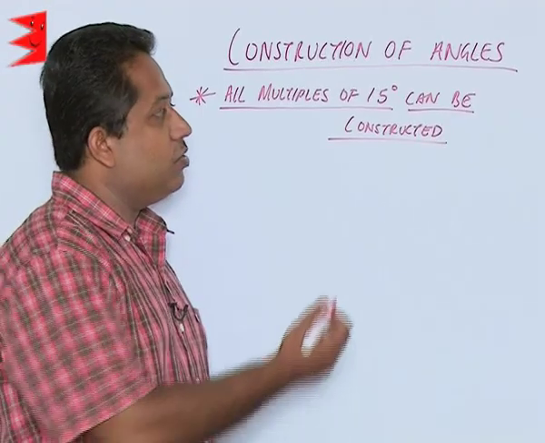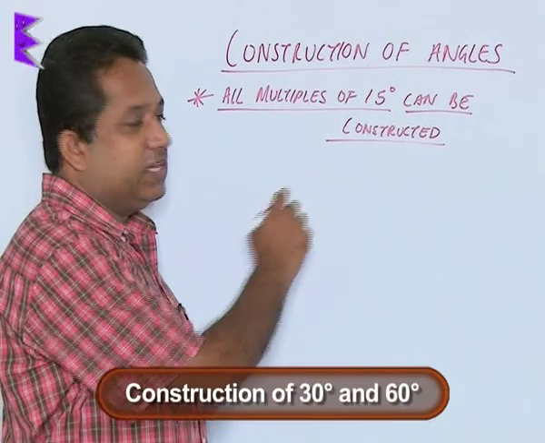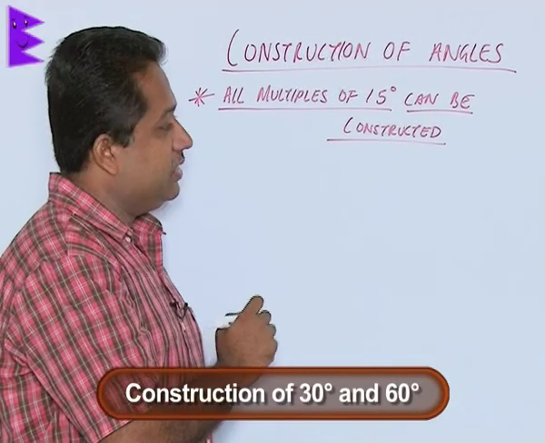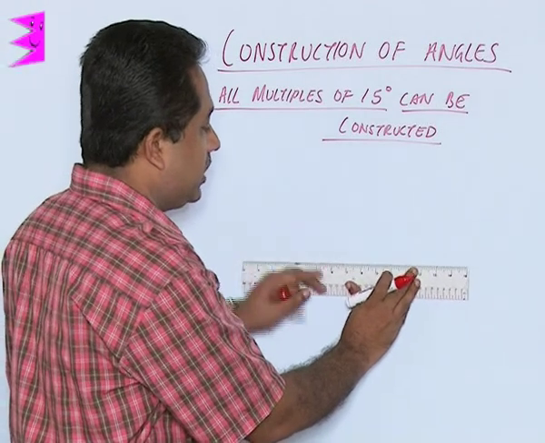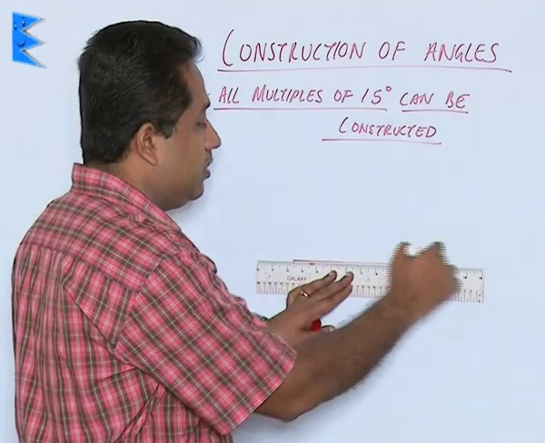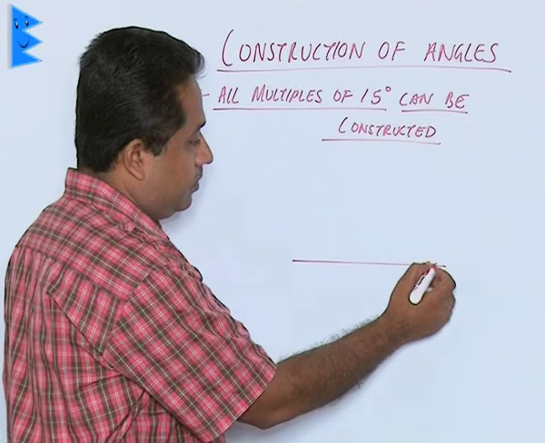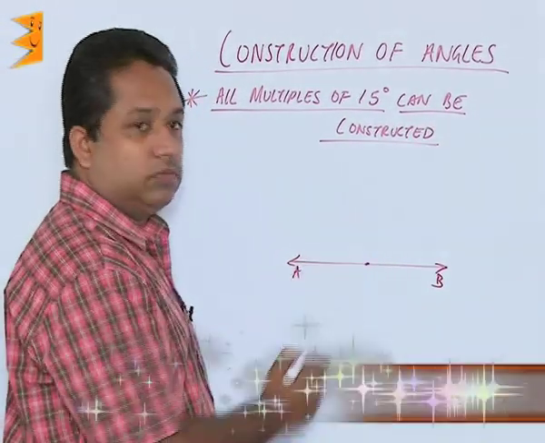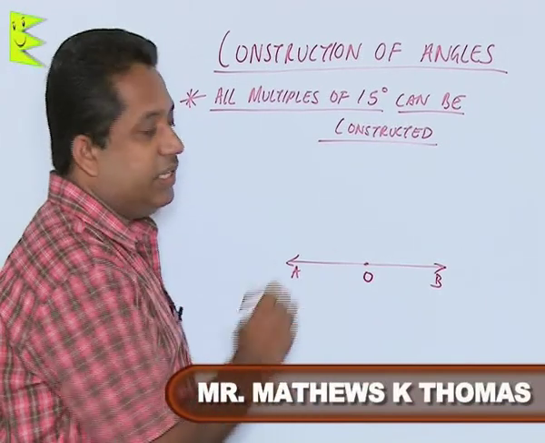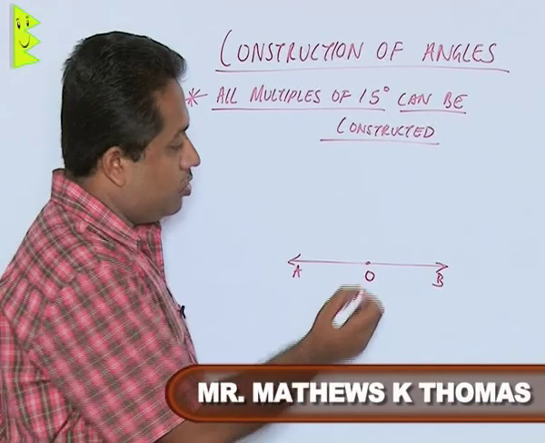Okay, now we are going to do construction of 30 and 60 degrees. 60 degrees can be constructed by drawing a line. Let us assume that this line is AB. We are going to select any point O. After selecting the point O, we are going to draw 60 degrees.